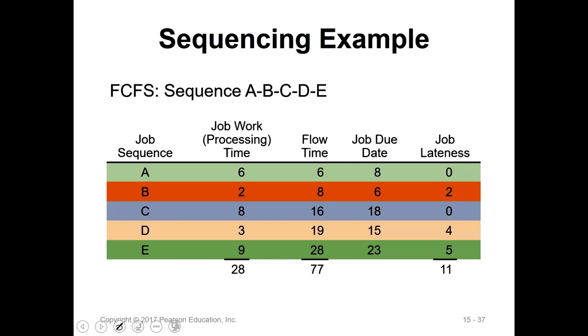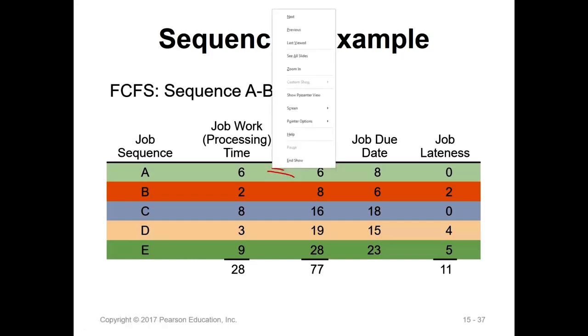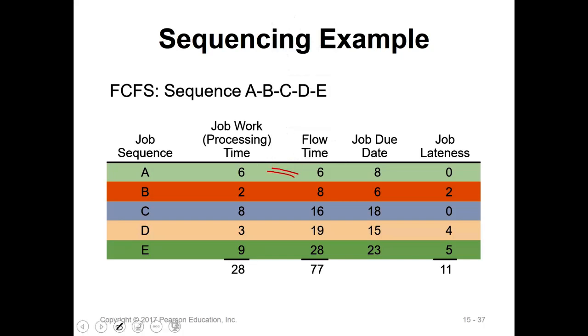B is waiting, then C, D, E. They will be processed according to their sequence. So the flow time is cumulative of the processing time. Here, because that's the first one, there is nothing to accumulate, just itself. So this flow time equals the job processing time, and compare with the due time. Now it is not late, so your job lateness is 0.